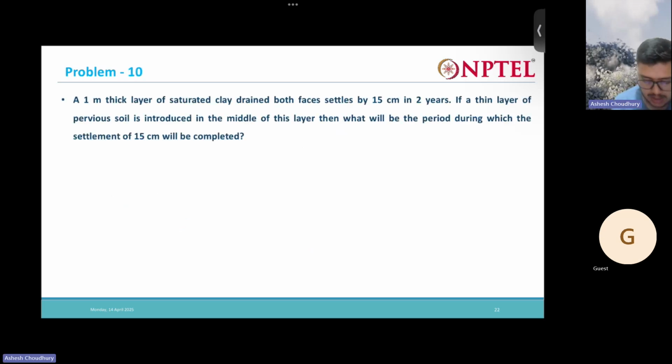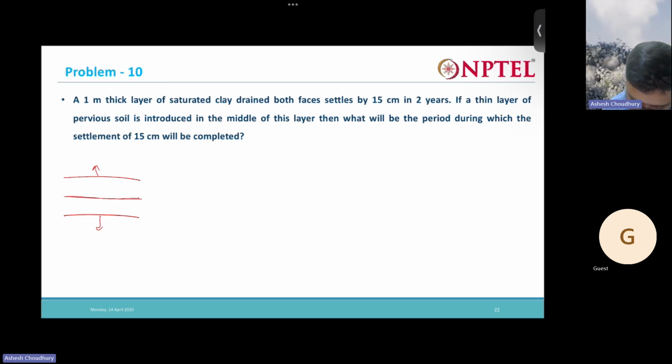A 1 meter thick layer of saturated clay drained on both faces settles by 15 centimeter in 2 years. If a thin layer of pervious soil is introduced in the middle of this layer, then what will be the period during which the settlement of 15 centimeter will occur? So initially we have a 1 meter thick layer. Both sides it's draining. So in that case, we have 15 centimeter in 2 years. Now we're introducing one more pervious layer in between.